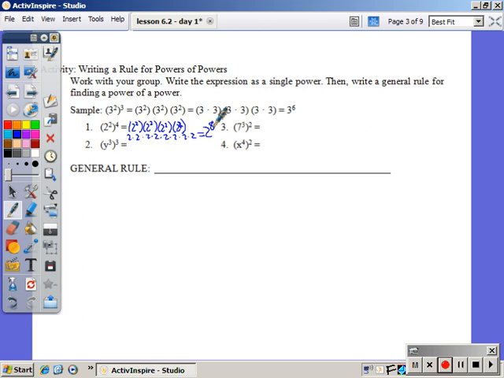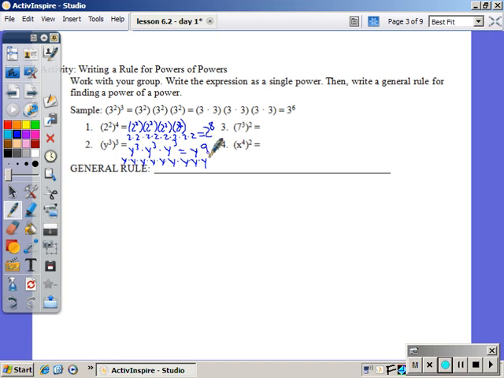For number 2, I have 3 copies of y to the 3rd. So y to the 3rd times y to the 3rd times another y to the 3rd. Each one of those y to the 3rds is 3 copies of y. So there's my first one, second one, third one. How many do I have total? There's 3, 6, 9. That is y to the 9th.